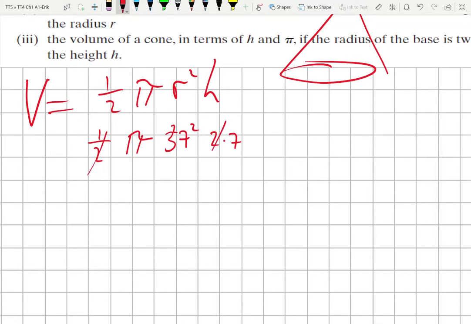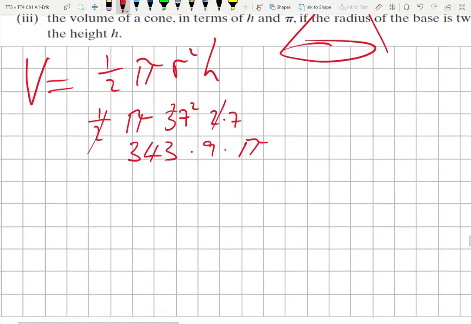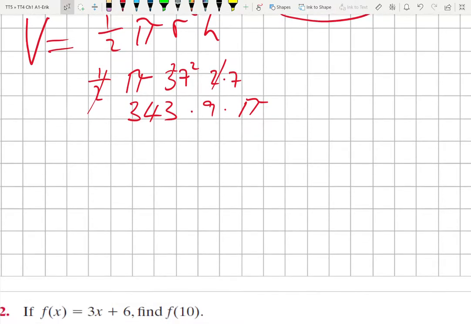We know what 7 cubed is. 343. Now you could use a calculator now. We've 343 for 7 cubed. And we've 9. We've pi. Okay. Then you can take out the calculator. You can just be kind of a martyr.